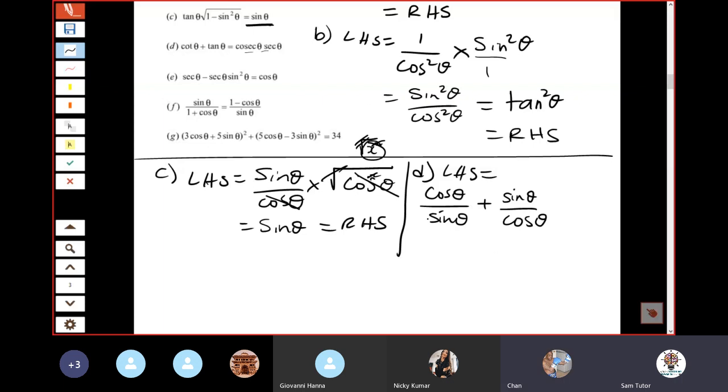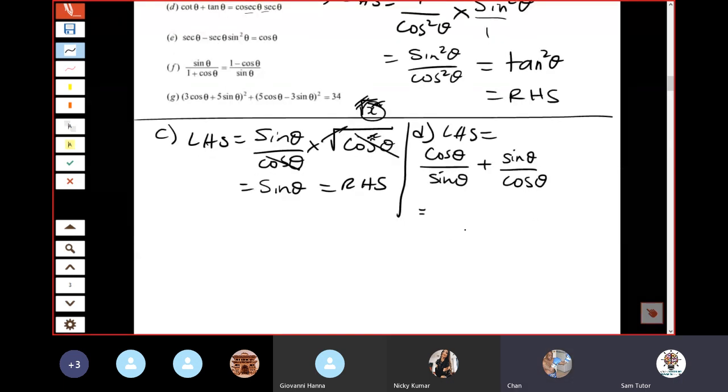Okay. Now, we use our algebraic fraction skills. What's my common denominator? Sine and cos. Sine theta, cos theta. And then just cross multiply? Cos squared theta plus sine squared theta. What does cos squared plus sine squared theta equal to? 1.